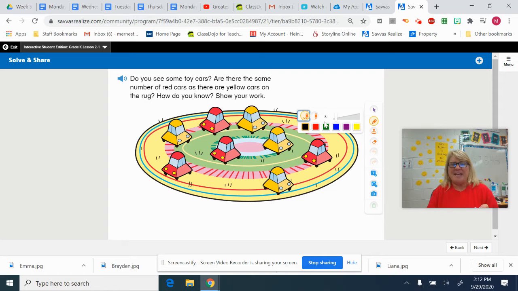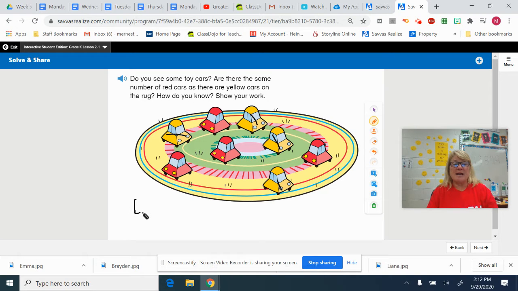I'm going to get my pen, and I want you to get your pen or pencil, and we're going to check and compare these cars. So the first thing, my favorite color is yellow, so I think we'll count the yellow ones first. Let's count the yellow cars. 1, 2, 3, 4. Did you count them with me? All right. Now I want you to draw or write a number 4.